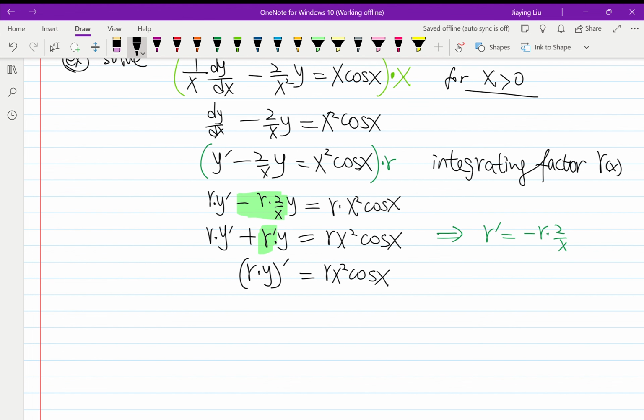Any questions about what I did there? So basically, all we did is we multiply by r, and then we rewrite the second term, then we rewrite both terms on the left to get to this point. Let's just leave it there for now. Let's work on this side to figure out what the r is.